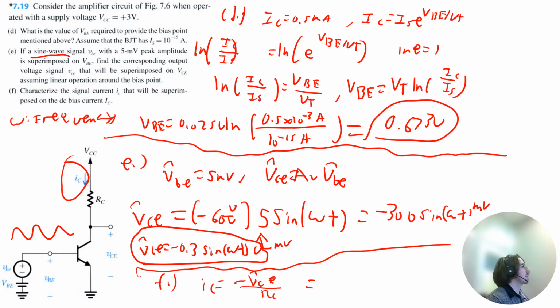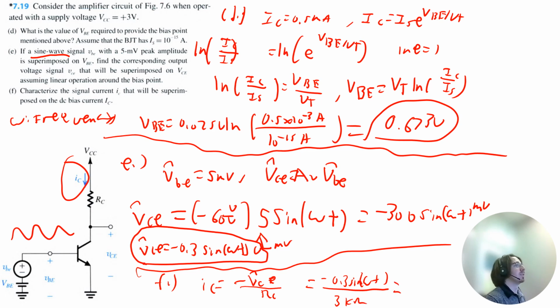So we're going to get basically 0.3 sine omega t divided by RC. What was RC? I'm drawing a blank. What was RC? We calculated it in the last problem. Three kilo ohms. Sorry about that. 3 kilo ohms. We calculated that in part C.